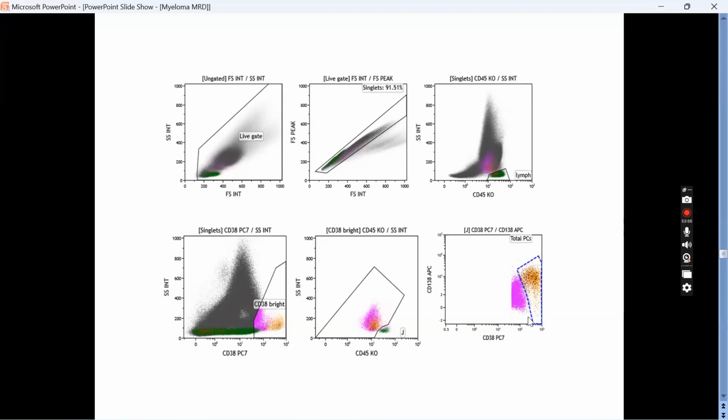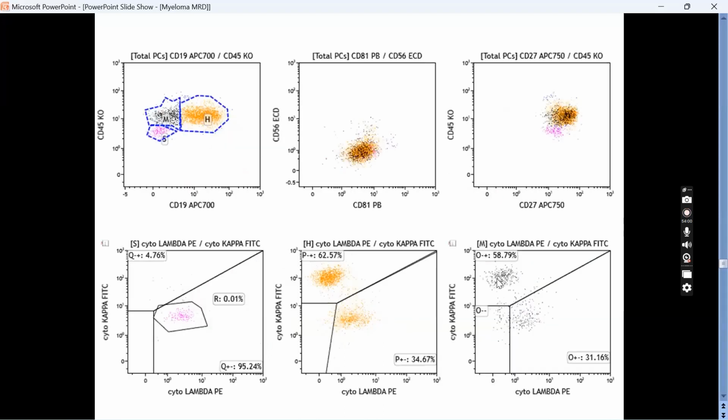Okay, once you have the purified plasma cell population, you gate it across all the combinations of markers and check for any immunophenotypic aberrancies. Now I can see a yellow population which is CD19 positive and CD45 moderate, so this could likely be normal plasma cells.